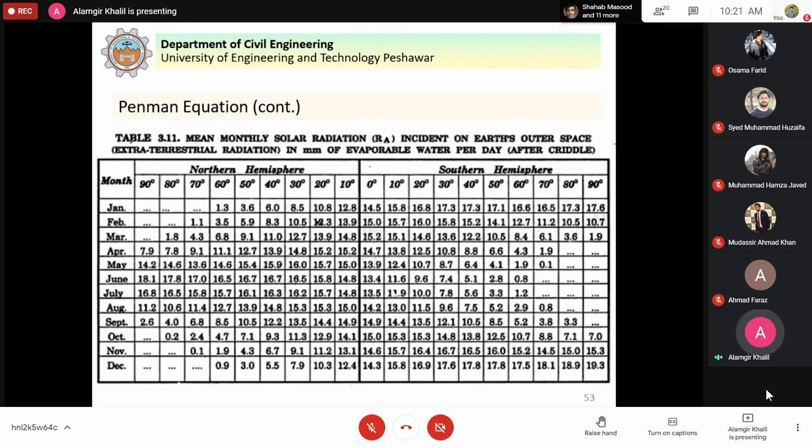Similarly, we have this table 3.11, mean monthly solar radiation RA, that we can take for the months. It's from January to December, and we have the northern hemisphere and the southern hemisphere for different locations. Clear, for the given months we can read the value of RA. This is the mean monthly solar radiation incident on Earth's outer space, that is the extraterrestrial radiation, in millimeter of evaporable water per day.